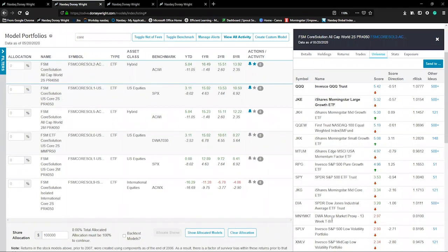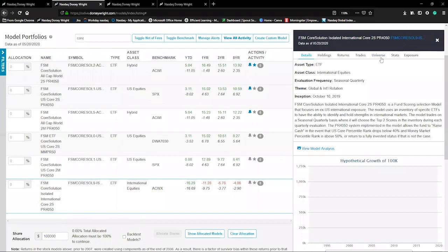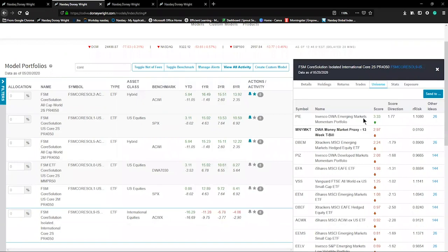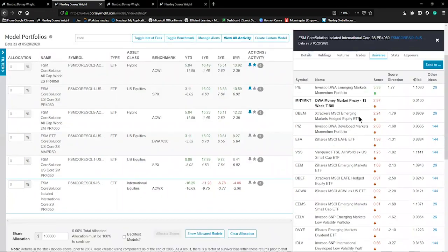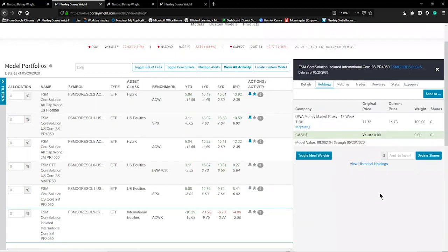As an example for when that takes place, we have an additional version of these models that focuses solely on the international lineup, core solution isolated international core. And this is for those of you who are looking at solely international exposure, which, as we've acknowledged, has been a tough place to be. And interestingly enough, money market has moved pretty well up into that ranking scheme here. So the model at this point, based on the last evaluation, is actually 100% in cash.